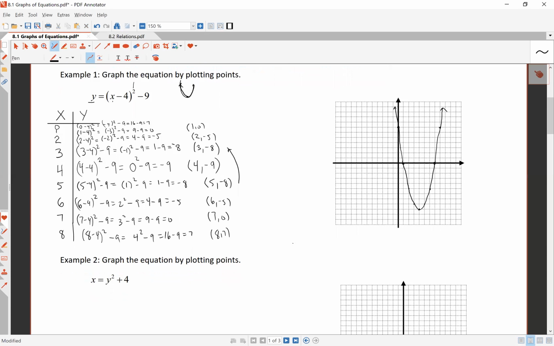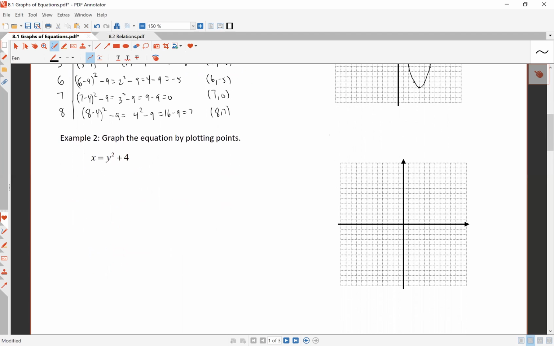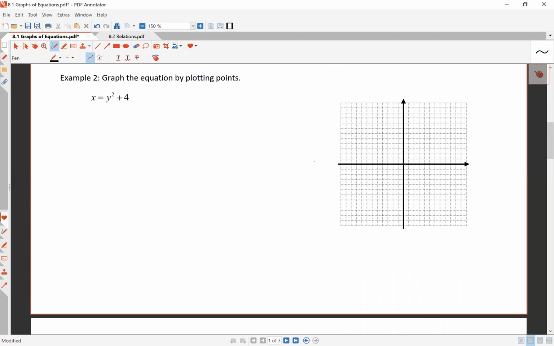Example 2, same sort of graph because the x is to the first power and the y is to the second. This will also be a parabola. This time, however, we will plug in numbers for y and get the x's out of them, remembering that in the end, we're going to make our ordered pairs as x comma y.